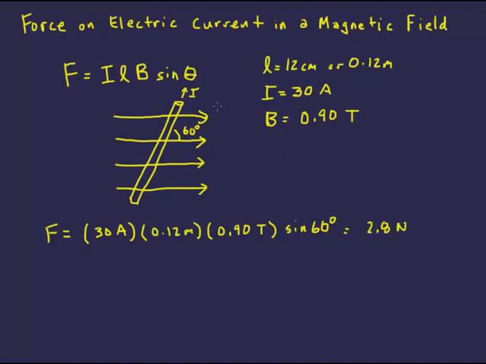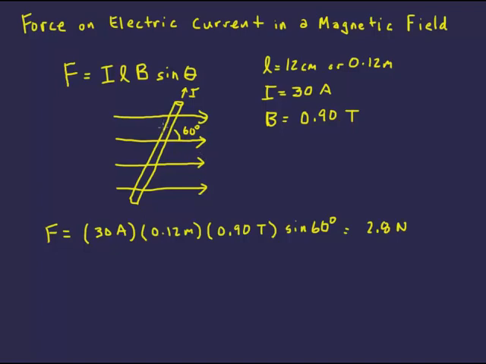Now, what you could probably see, if you look at this, if the sine is 0, you're going to get no force. In other words, if this wire was perfectly parallel to the lines and crossed none of them, you'd have no force. So in order to actually have a magnetic force, the wire or the motion of the charges has to cross the magnetic field lines. You get your maximum force when they're perfectly perpendicular to those lines.